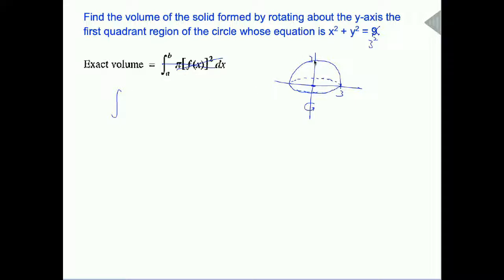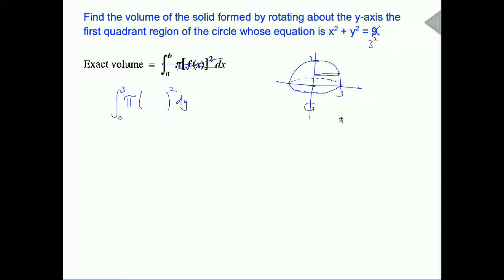So we're going from 0 to 3, because we're really taking this region in here. 0 to 3, pi times the equation we're working with, squared, and it's going to be dy. Well, if we think about this, we're taking this radius. So this is our x value, so we need to solve this for x.